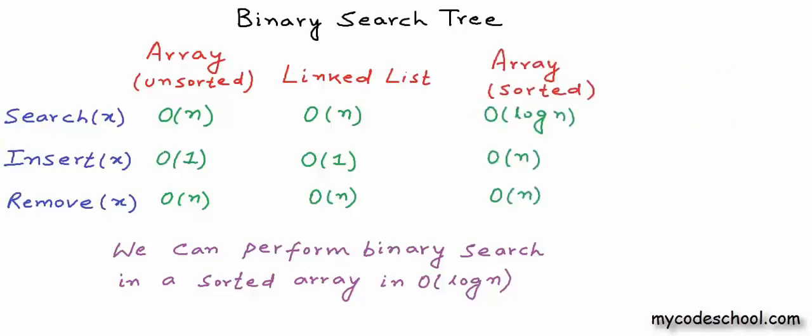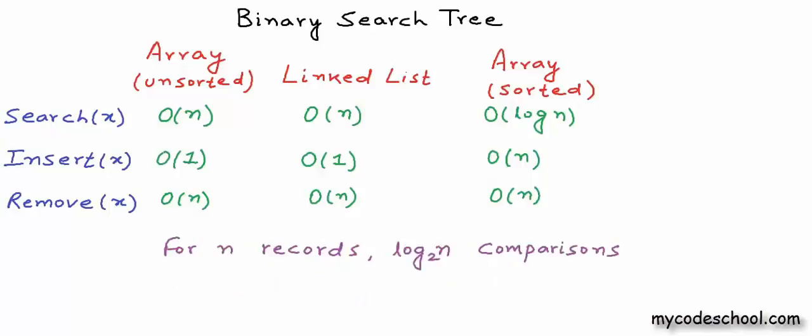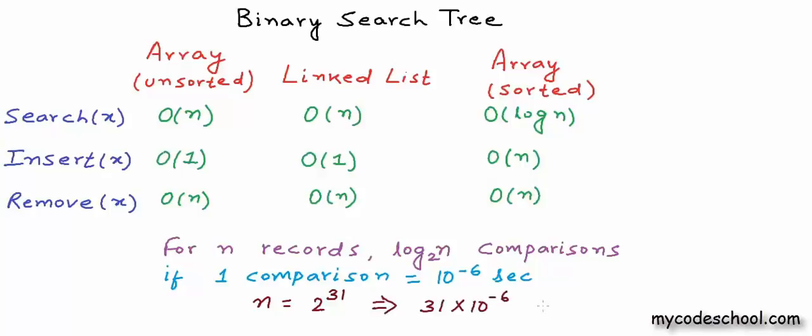Okay, so when we are using a sorted array, the cost of search operation is minimized. In binary search for n records, we will have at max log n to the base 2 comparisons. So if we can perform a million comparisons in a second, then for n equal to 2 to the power 31, which is greater than 2 billion, we are going to take only 31 microseconds. Log of 2 to the power 31 to base 2 will be 31. Okay, we are fine with search now. We will be good for any practical value of n.